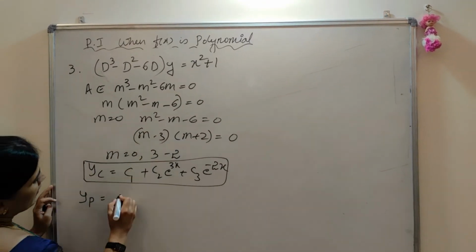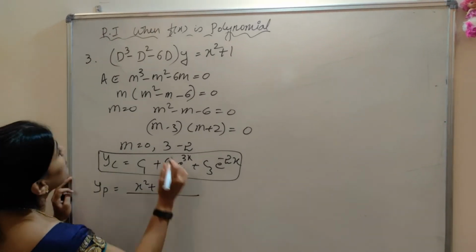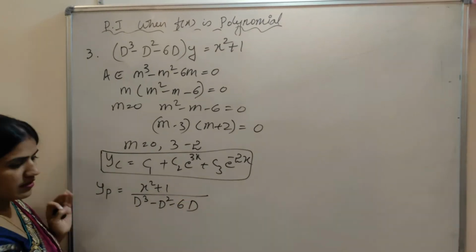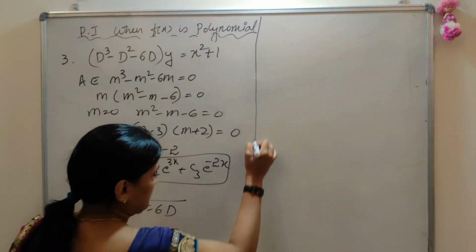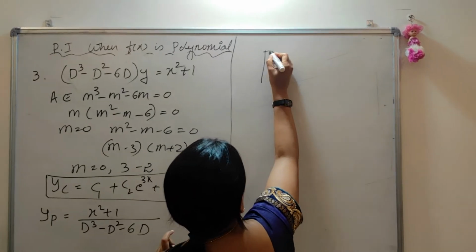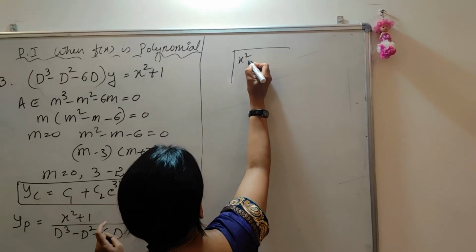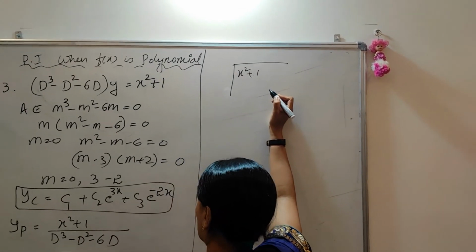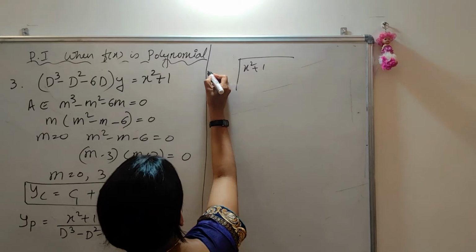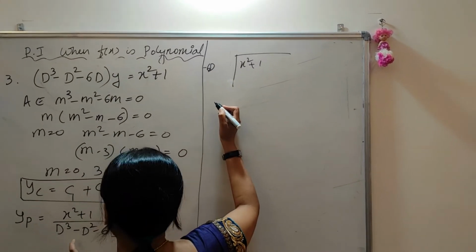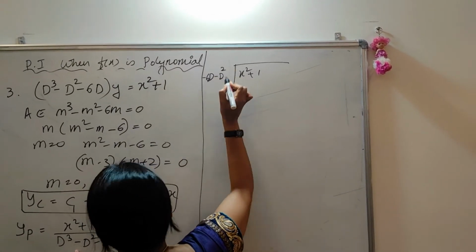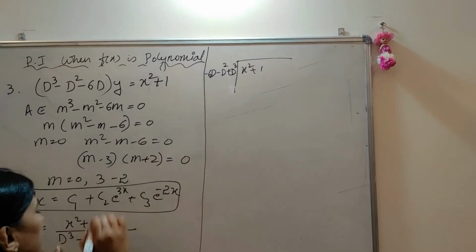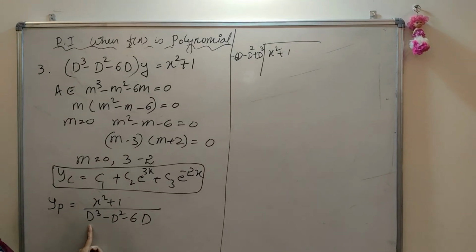Next, yp. yp is equal to (x² + 1) divided by (D³ − D² − 6D). We should divide this. x² + 1 is already in descending order, but the denominator f(D) must be in ascending order. So it is −6D − D² + D³. Okay, so this is important. We should take −6D − D² + D³.